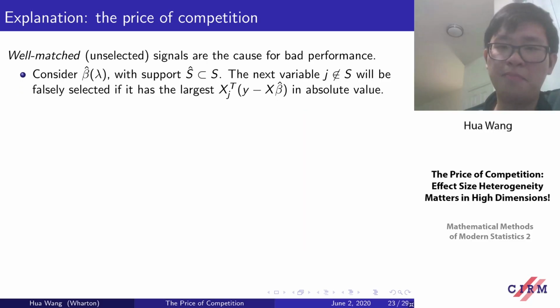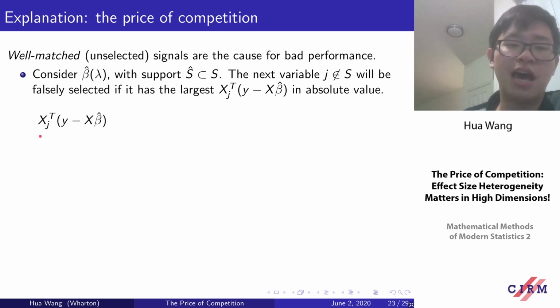To illustrate in mathematical terms, we consider beta hat selected by lambda at some stage. Suppose at this stage, there are no false discoveries. That is to say, S hat still belongs to S. By the KKT condition, we consider the event that the next variable is actually a false discovery. It is not hard to derive that this event happens if and only if there is some irrelevant j, not belonging to S, that has the largest absolute value of this expression. Let's take a closer look at that expression.